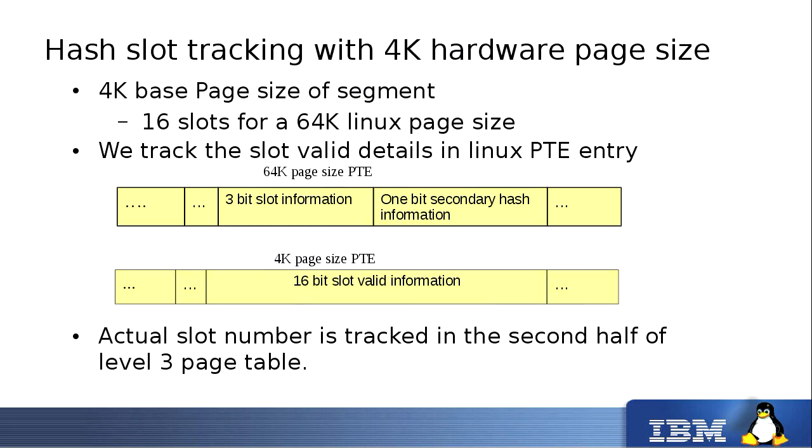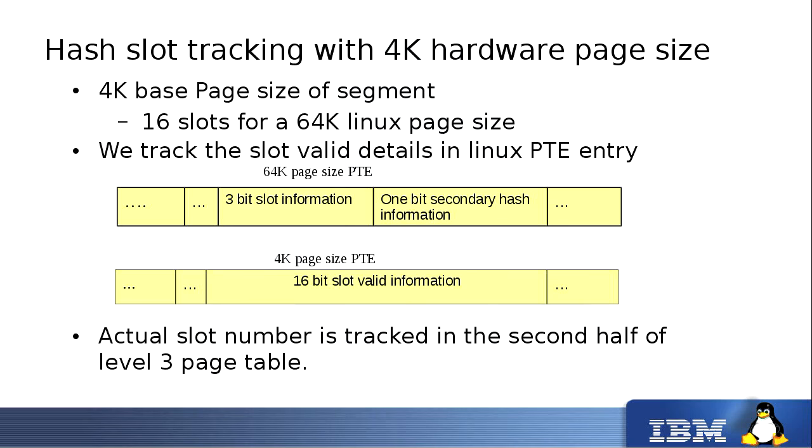Now, as I said before, the Linux page table is a software entity, so we decided to stash everything into the Linux page table. If you look at the Linux page table format for Power Architecture, it's a very cramped page table entry. We need to track quite a lot of information in it. For tracking slot details, we need 3 bits each, and we don't have that many bits on a 64-bit entity. So the slot number is tracked in an extension to the page table, but whether we have already faulted in a slot, that is, whether the slot is valid, is tracked in the Linux page table. That means we track 16 bits, one for each of the 16 4K pages. We steal 16 bits out of the Linux page table to track that.